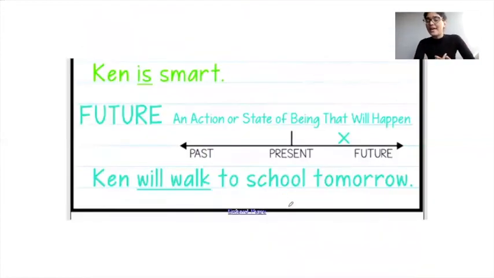And another example of a sentence in the present tense is Ken is smart. He wasn't smart. It's not a case of he was smart or he is going to be smart. It is present. He is smart. He is like that. Now, an example of a sentence in the future tense, which is an action or a state of being that will happen, would be Ken will walk to school tomorrow. It's something that has not happened yet, but will happen.